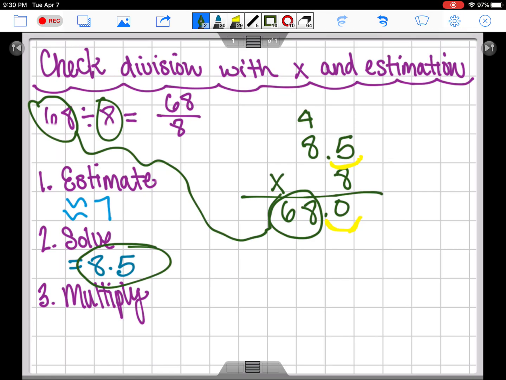You did it. This is just one more way to check our work, even when we have a non-whole number quotient. A quotient or answer with decimals.